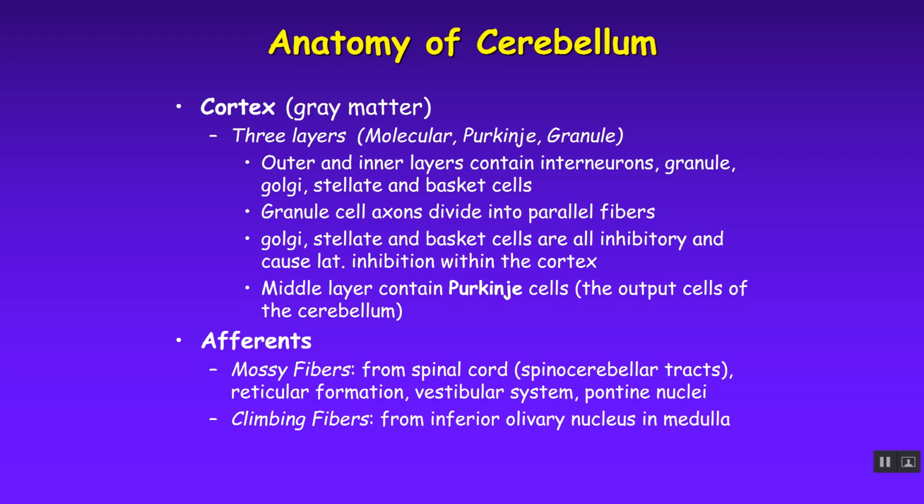Okay. The middle layer, they're all important, but the most important layer is the Purkinje cell layer. This is the output cells of the cerebellum. Information comes into the cerebellum and gets processed, but the only cell that projects out of the cortex into the deep cerebellar nuclei is the Purkinje cell, okay?